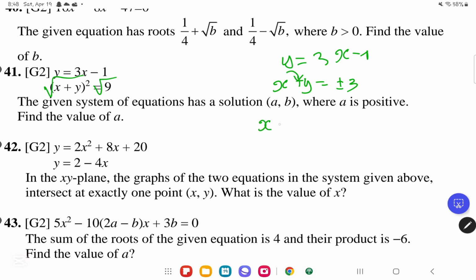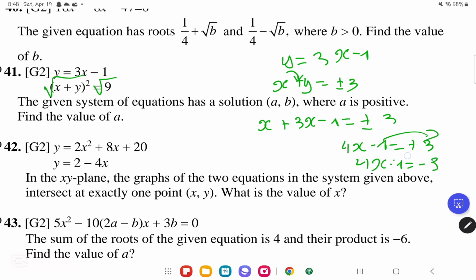Okay, substitute y in the equation. You're going to get x plus 3x minus 1 is equal to plus or minus 3. That means 4x minus 1 is either equal to plus 3 or 4x minus 1 is equal to minus 3. Bring minus 1 to the other side. You will get 4x is equal to 4 or 4x is equal to minus 2. They said they need the positive value of a.